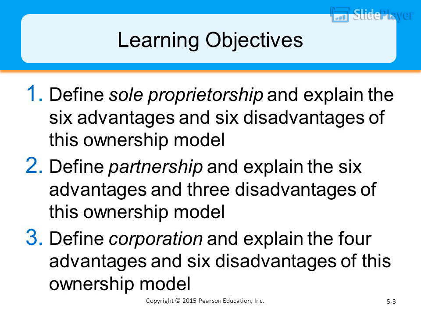Learning objectives. Define sole proprietorship and explain the 6 advantages and 6 disadvantages of this ownership model. Define partnership and explain the 6 advantages and 3 disadvantages of this ownership model. Define corporation and explain the 4 advantages and 6 disadvantages of this ownership model.